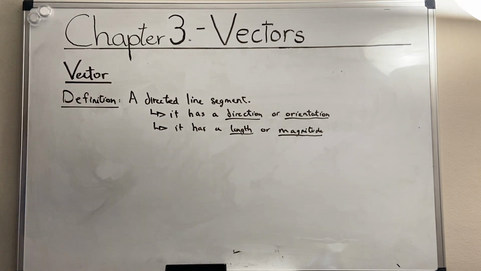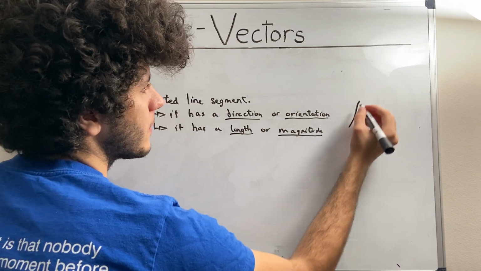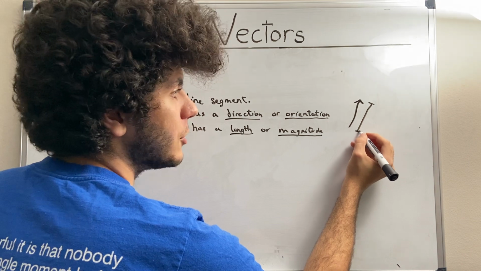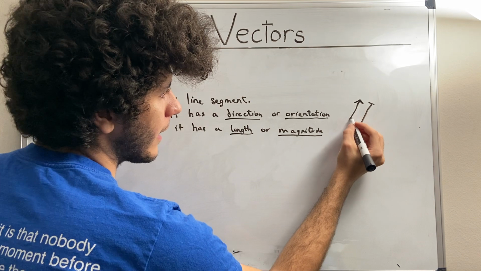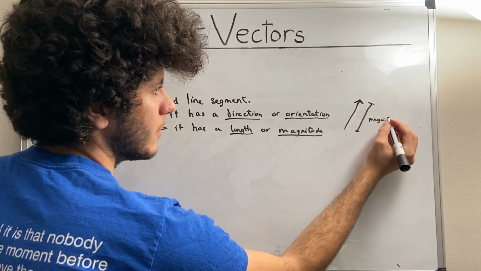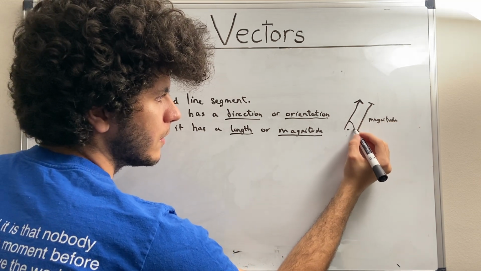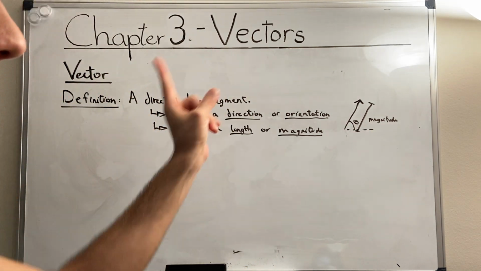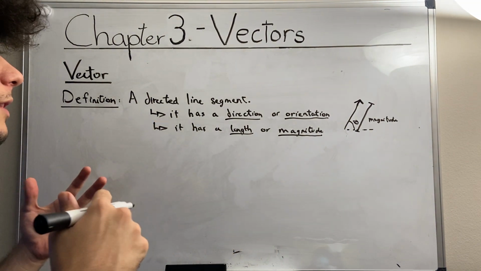All right. And usually we represent these with arrows. So if we represent these geometrically, the magnitude, or basically the length, is going to be the length, right? So this is the magnitude. And when we consider the angle, that is the orientation. It's where we're pointing. And the magnitude is how hard, or with what length, we're pointing.